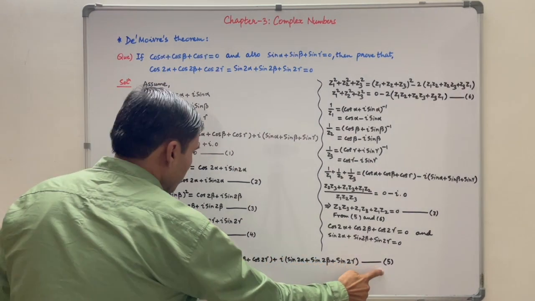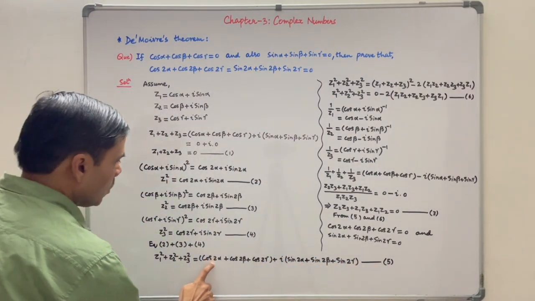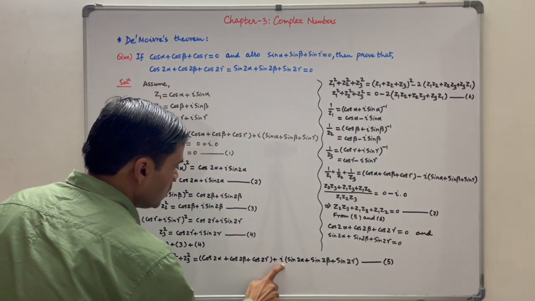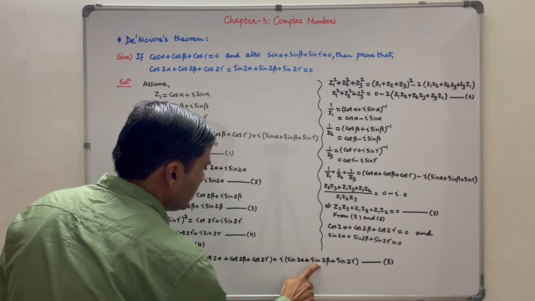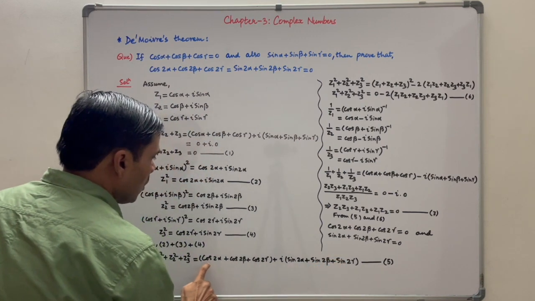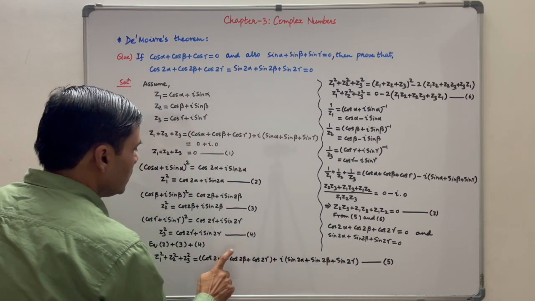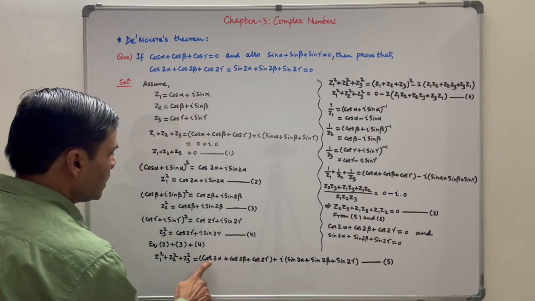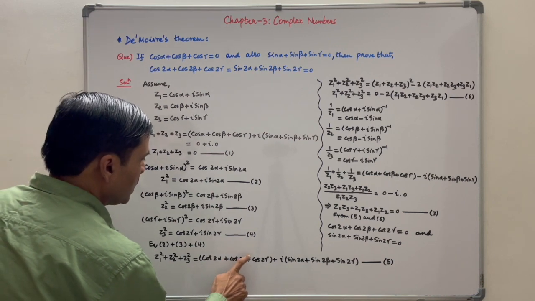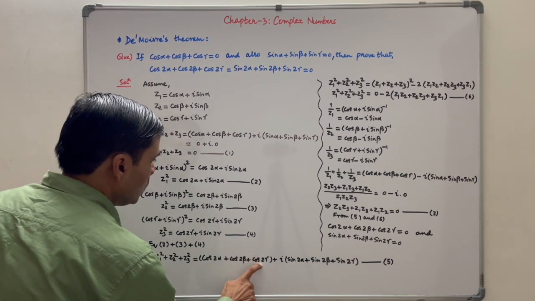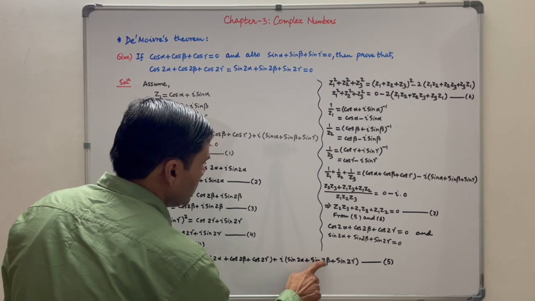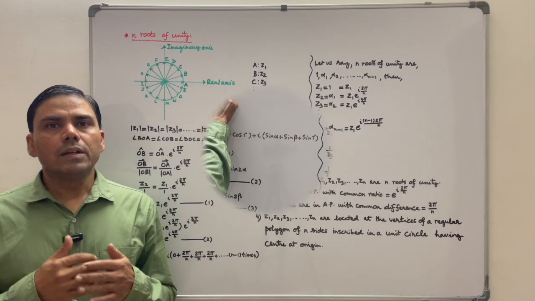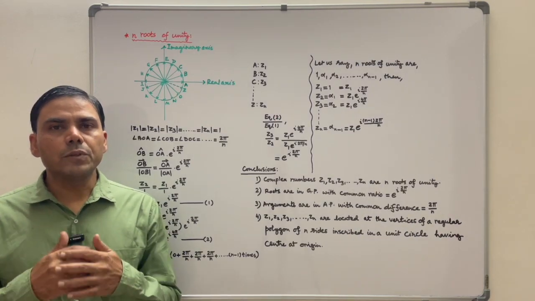So from equation number 5, 0 is equal to cos 2 alpha plus cos 2 beta plus cos 2 gamma plus i into sin 2 alpha plus sin 2 beta plus sin 2 gamma. A complex number will be 0 when its real part as well as imaginary part is 0. So we can say that cos 2 alpha plus cos 2 beta plus cos 2 gamma is equal to 0 and sin 2 alpha plus sin 2 beta plus sin 2 gamma is also equal to 0, which we had to prove. Now let us understand n roots of unity.